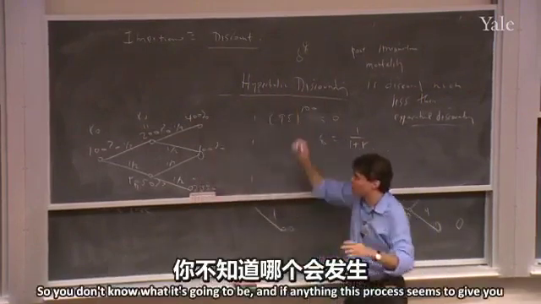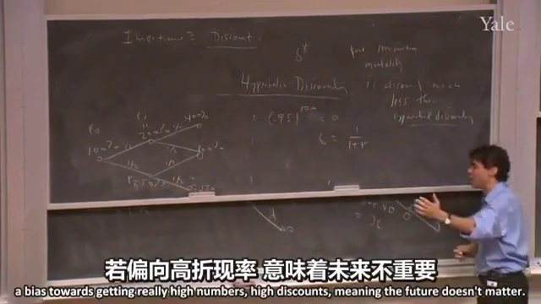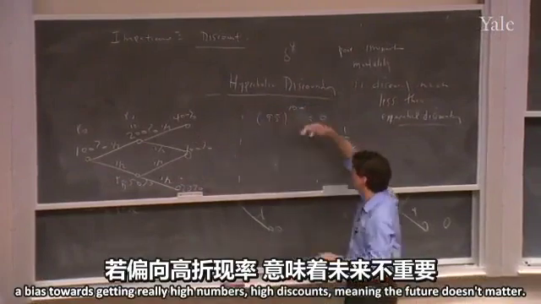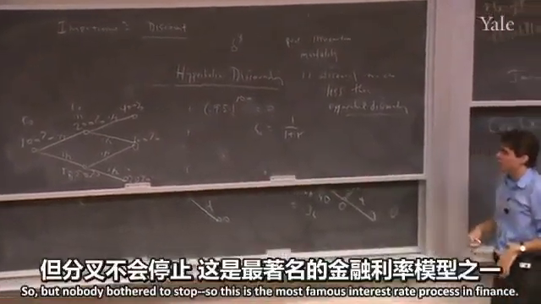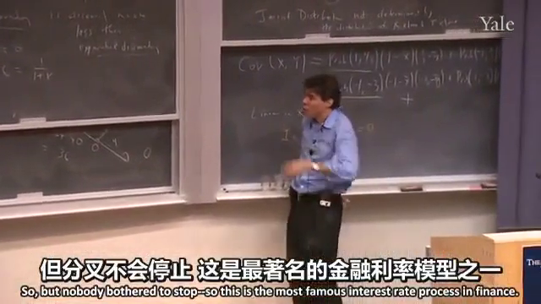Okay, so you don't know what it's going to be, and if anything, this process seems to give you a bias towards getting really high numbers. Okay, high discounts, meaning the future doesn't matter. Okay, so, but nobody bothered to stop.